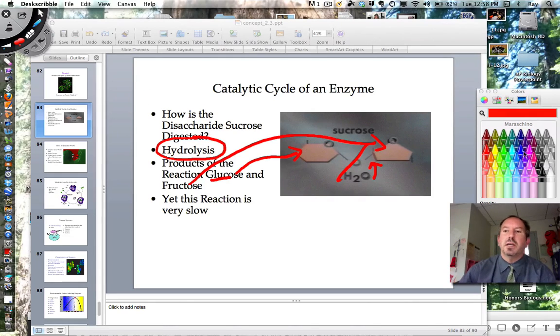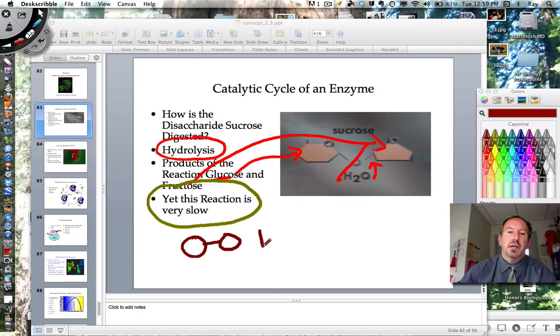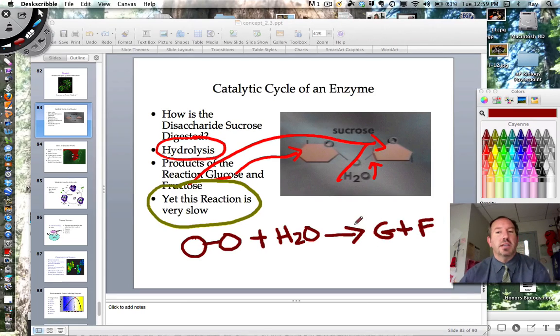But this is the key to the whole conversation that we're having right now. The reaction's very, very slow. So in other words, if I were to say, okay, here's sucrose and here's water, what am I expecting? I'm expecting glucose and fructose. But I may be expecting it, but I'd have to wait a long time. And you're like, come on, I want this chemical reaction to occur more quickly.